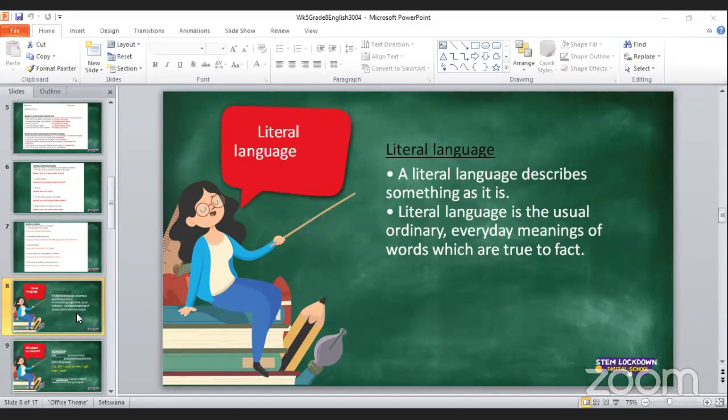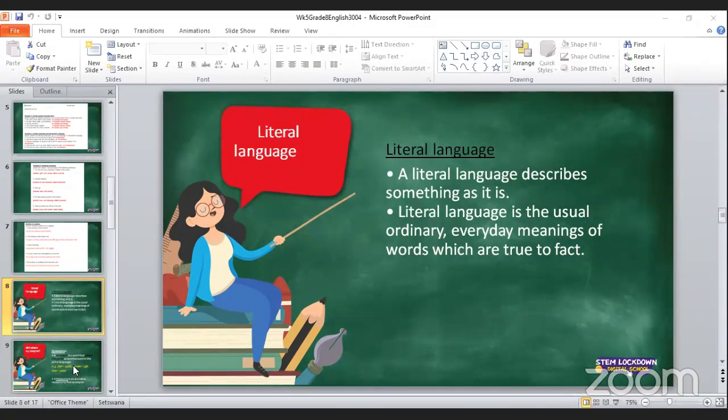So if I wanted to put that in literal language, I would say our South African soccer team won against the Nigerian soccer team, right? So that is what it is all about. So that's literal language. I think that is straightforward and easy enough.